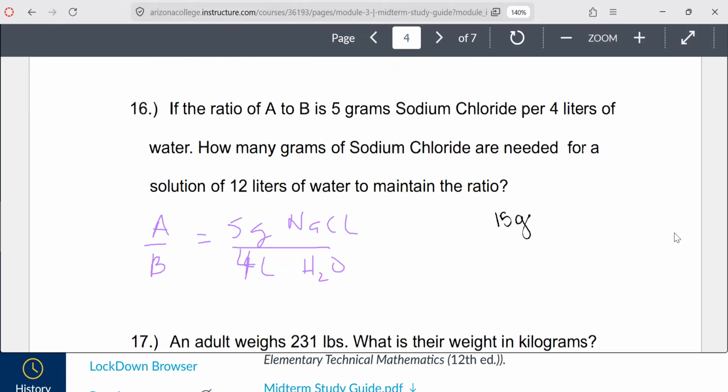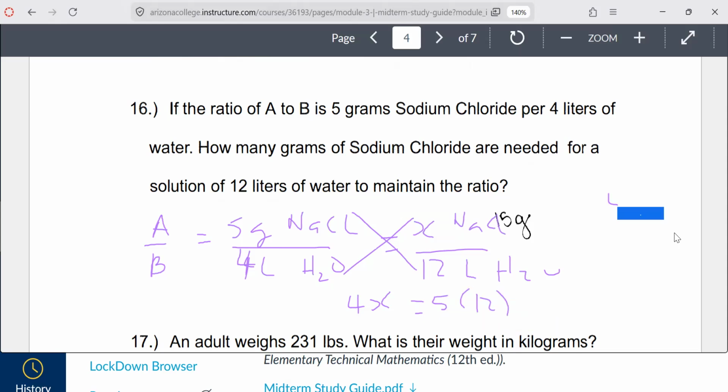Now, I want to know how many grams of sodium chloride. So X, sodium chloride is on top, so you put sodium chloride here, X, over 12 liters of water, H2O. Then you cross multiply. So 4 times X is 4X equals 5 times 12, which is 60. So 4X equals 60. Divide by 4, divide by 4, X equals 15 grams, and that's it. Okay?